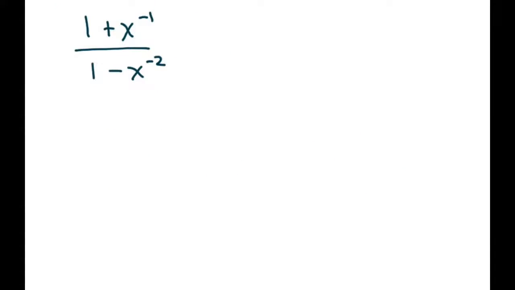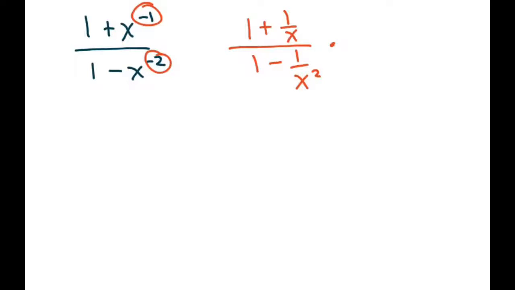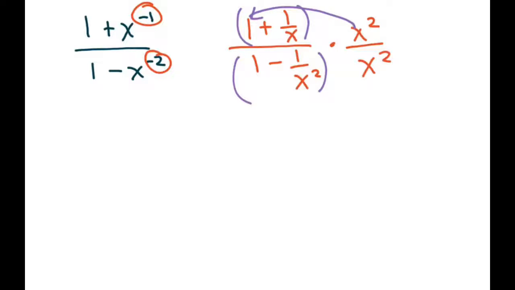Not that that matters, but just make sure you practice your factoring. All right, and this one I'm going to rewrite as 1 plus 1 over x and 1 minus 1 over x squared. So I eliminated the negative exponents. Now my common denominator is going to be x squared, my least common denominator. And you're going to multiply the numerator and the denominator by x squared. So when I multiply the first piece, I get x squared. And when I multiply these two together, that's x squared over x. That just gives me x.